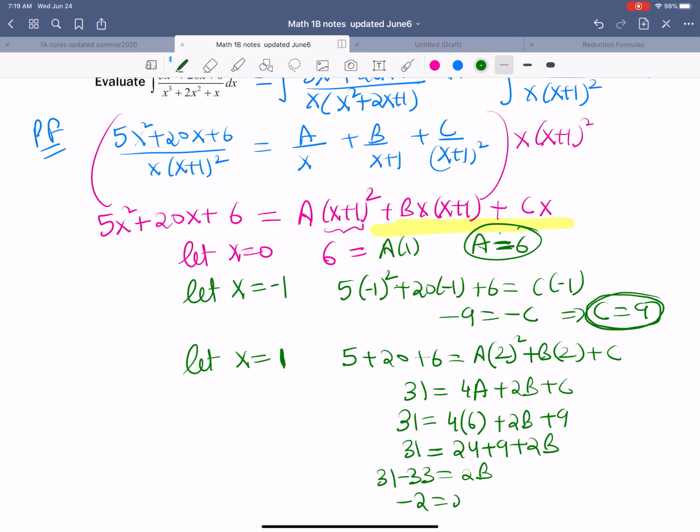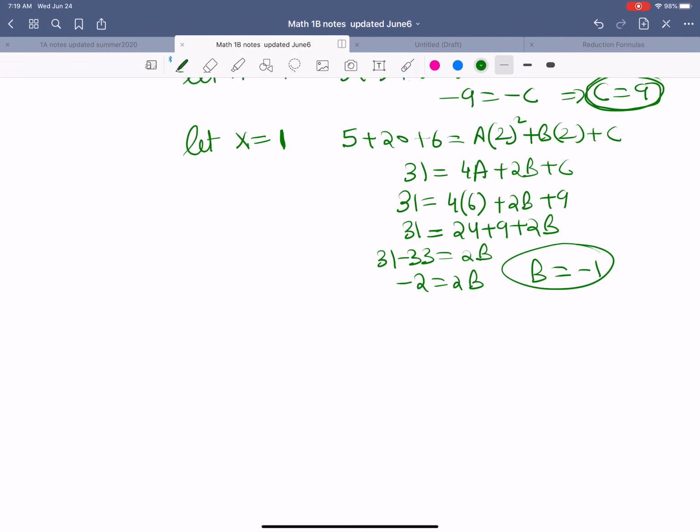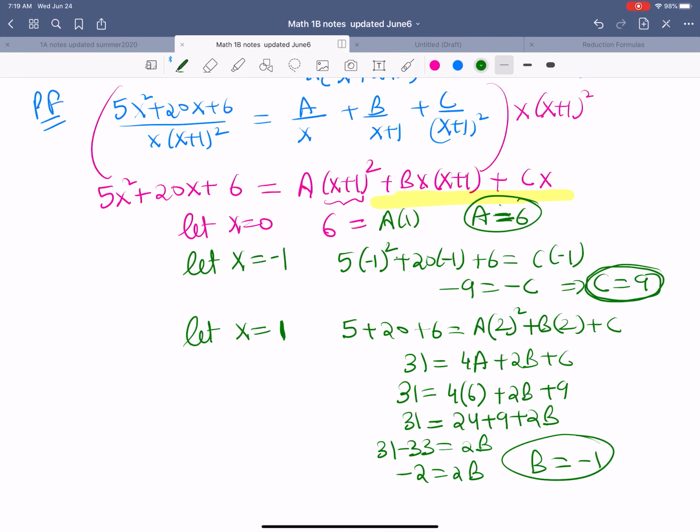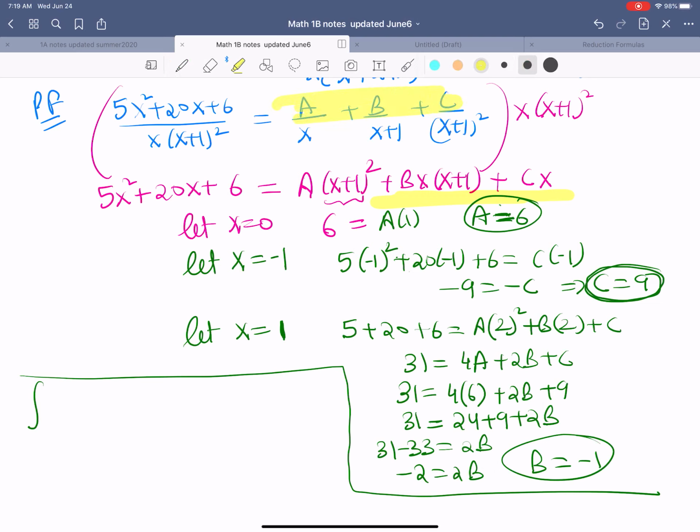Negative 2 is 2b. We get b as negative 1. So we have found our a, b, and c. We are ready to break our integral into pieces. I'm going to write it in terms of partial fractions, plugging the a, b, and c back where they belong.